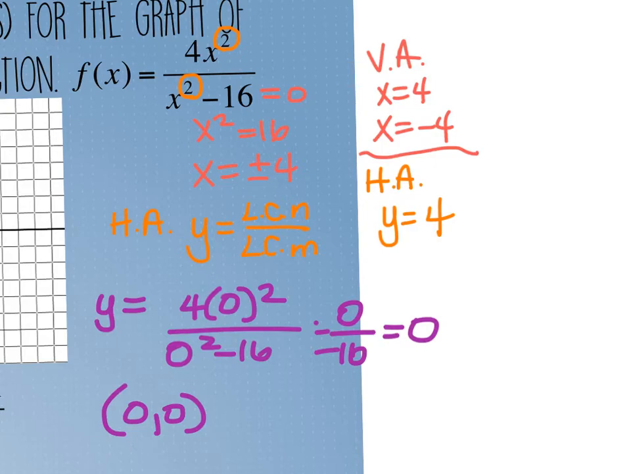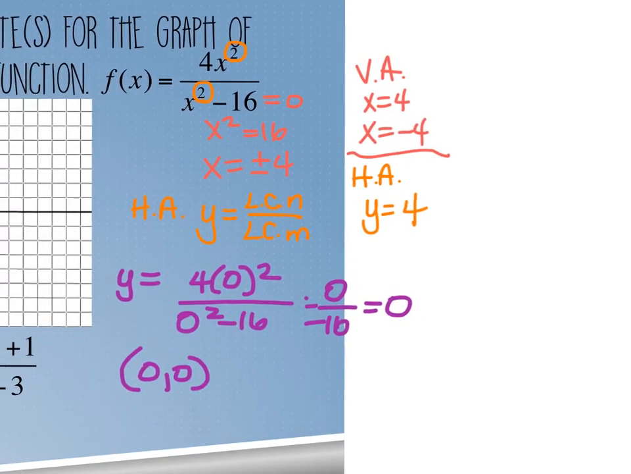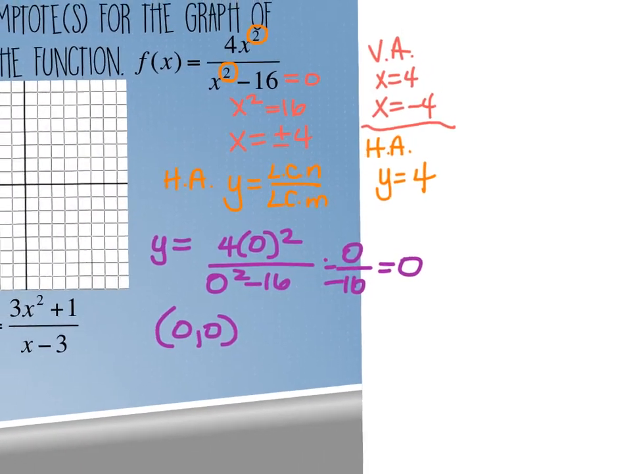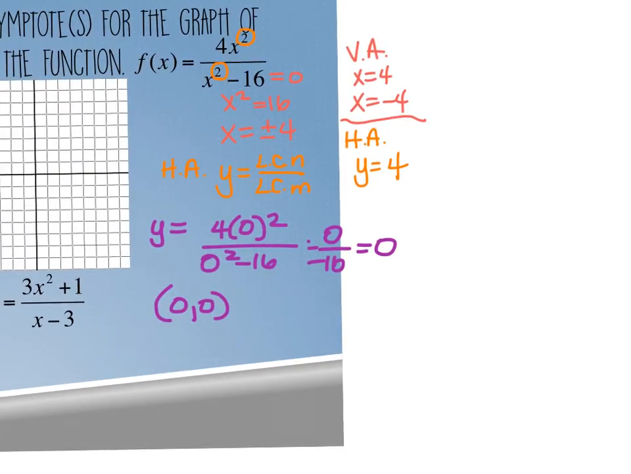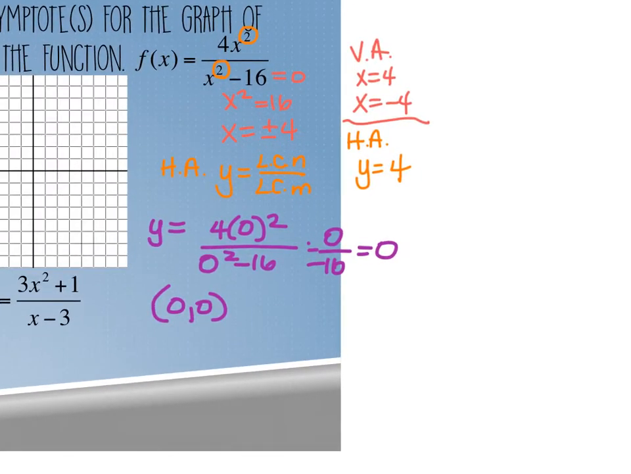So I've got one intercept, and I know it's also going to be one of my x-intercepts, but I want to check to make sure there's not another one. For my y-intercept, I said it for the first time. X-intercept, I'm going to plug 0 in for y. So 0 equals 4x squared over x squared minus 16.